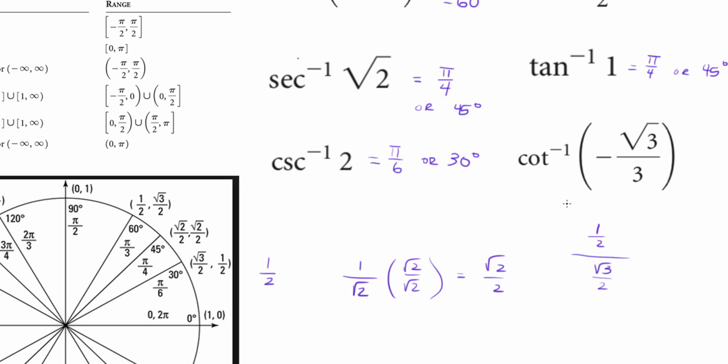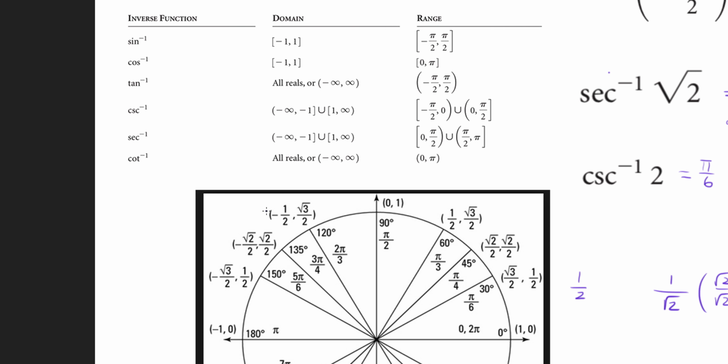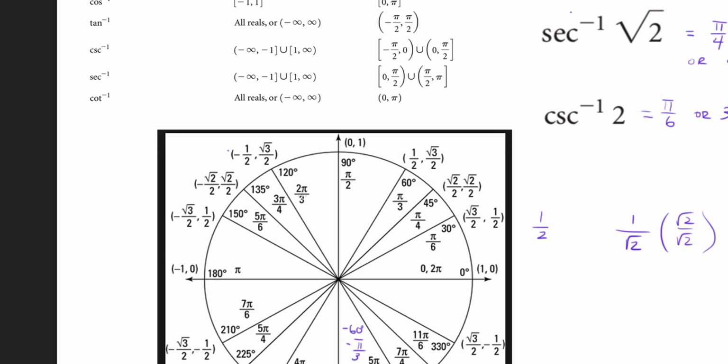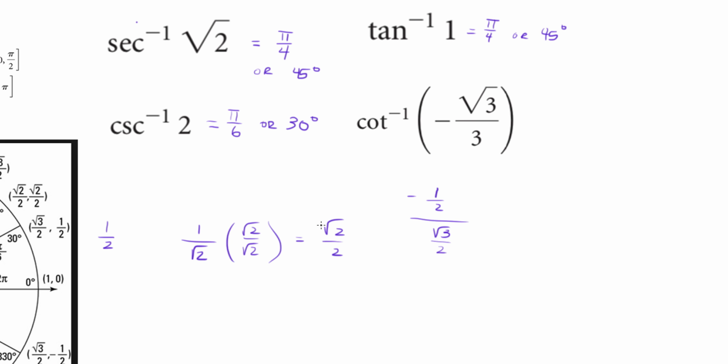Well, cotangent is x over y. That means we need to find where x is 1/2 and y is radical 3 over 2. And that's at 2 pi over 3 or 120 degrees. So this one becomes 2 pi over 3 or 120 degrees.